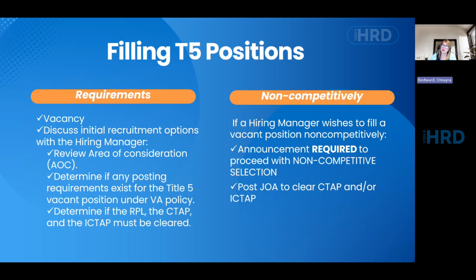And where it comes into play is if the position is over 120 days and the hiring manager wants to fill the vacant position non-competitively, then a job announcement is required to clear CTAP or ICTAP, okay? This is something HR needs to discuss with the manager and ensure that the discussion is clear, that it is a requirement, okay?